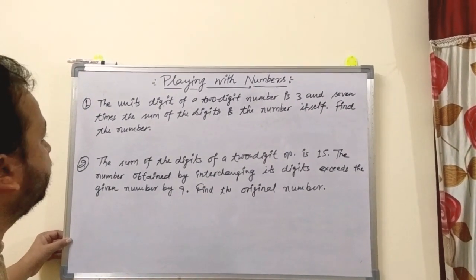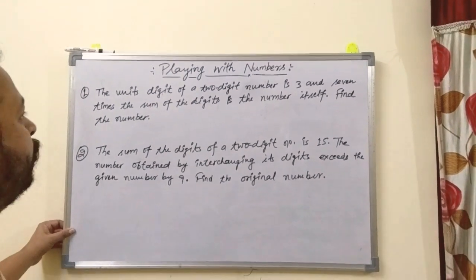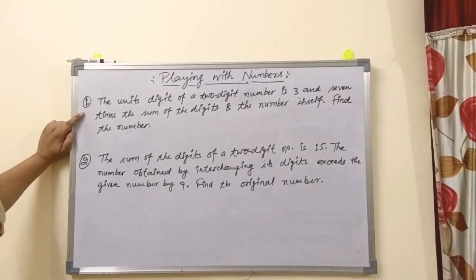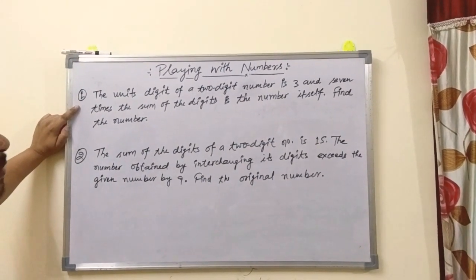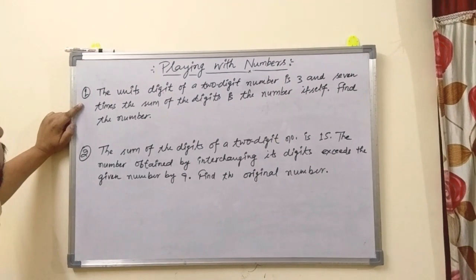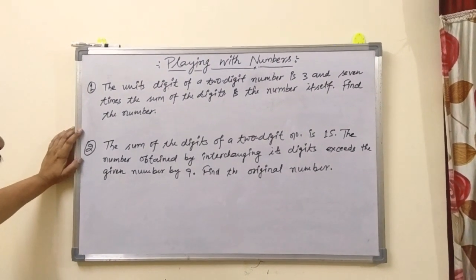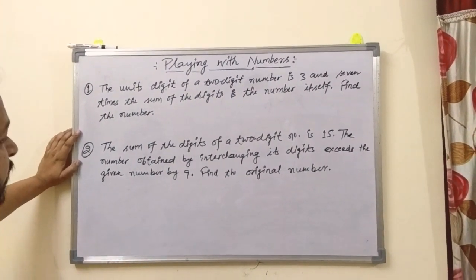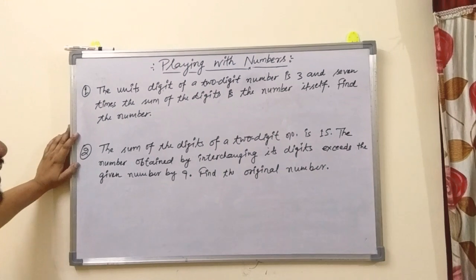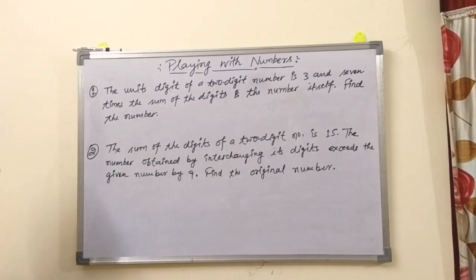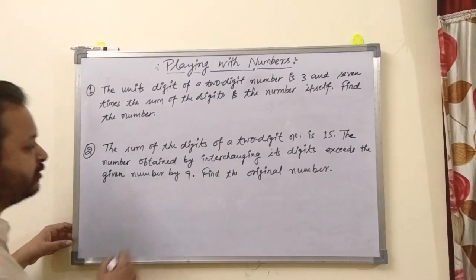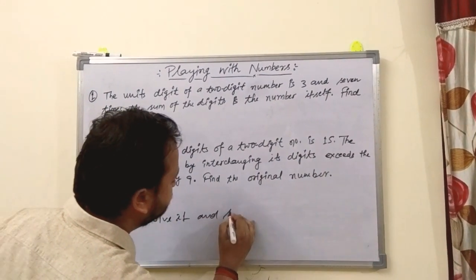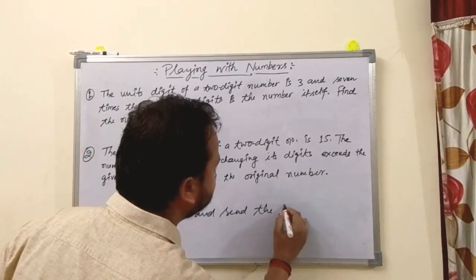So here two questions are written on the board. The first question reads as, the unit digit of a 2-digit number is 3 and 7 times the sum of the digits is the number itself. Find the number, right? And the second question reads as, the sum of the digits of a 2-digit number is 15 and the number obtained by interchanging its digits exceeds the given number by 9. Find the original number. So you have to solve it and send the solution.